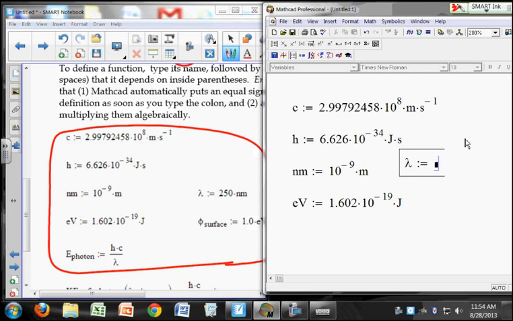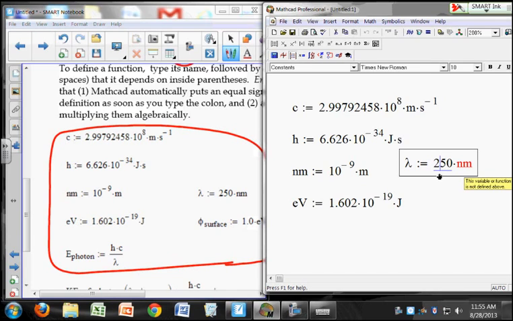Colon, 250 times nanometers. And Mathcad, you'll notice here, shows this in red. It's complaining that the variable is not defined above. The reason is Mathcad goes through your document from top to bottom and from left to right. And at this point in the document, you'll notice this region is above where you have defined nanometers. So by the time Mathcad gets to this part of the document, you haven't defined nanometers yet.